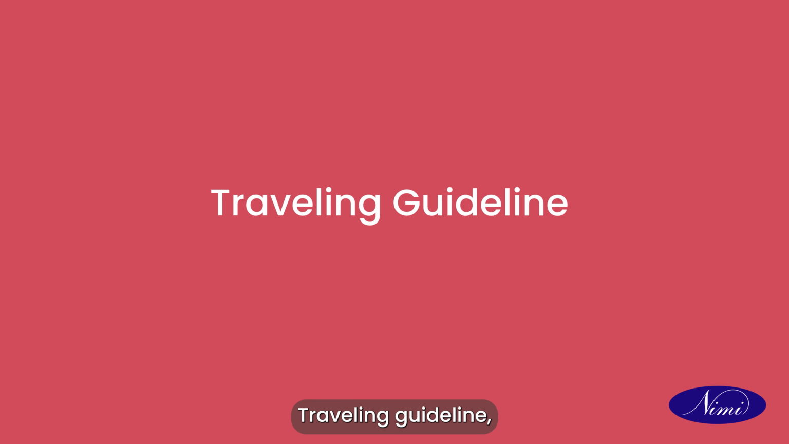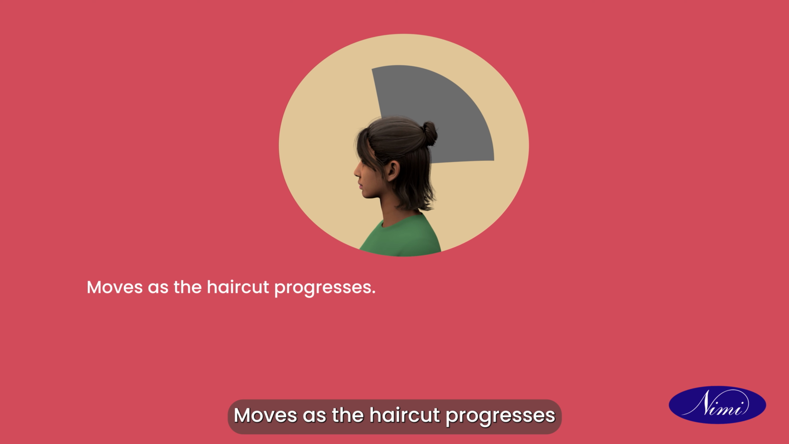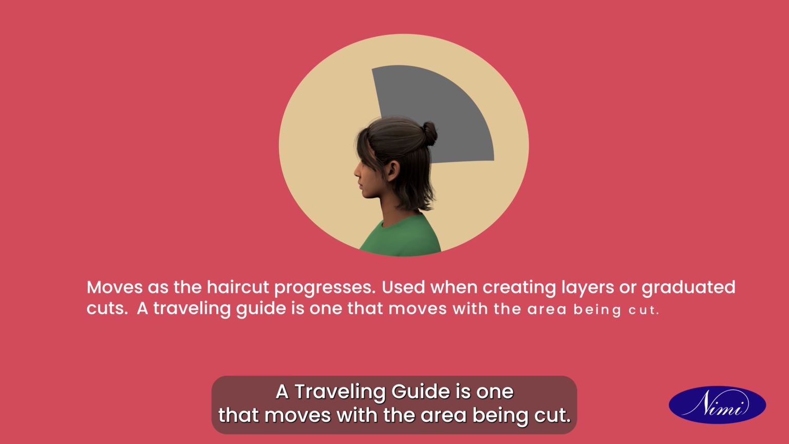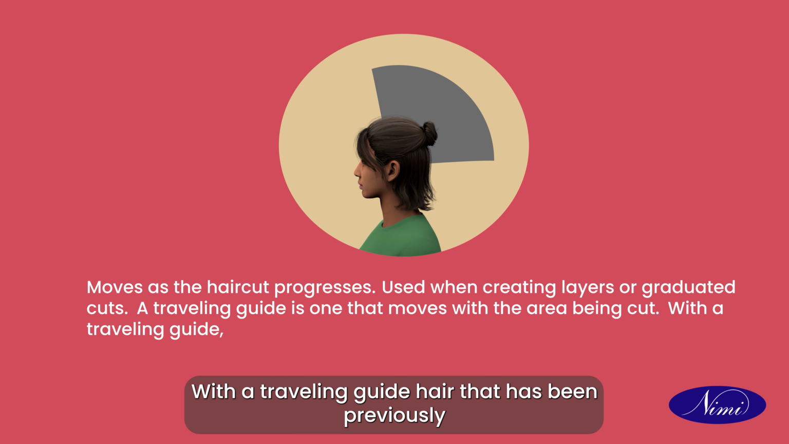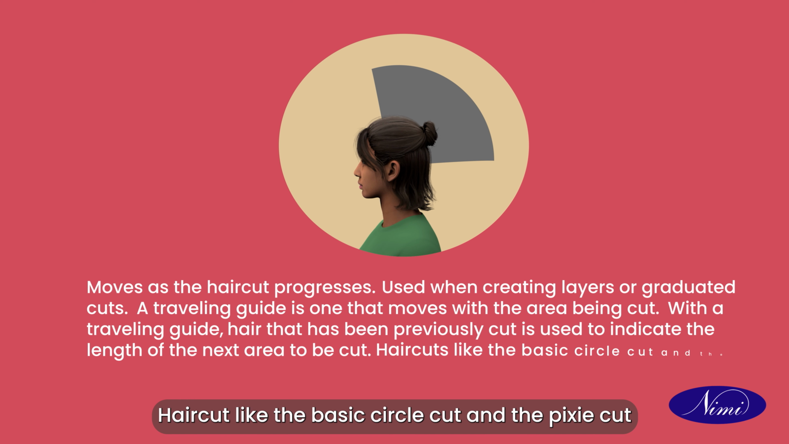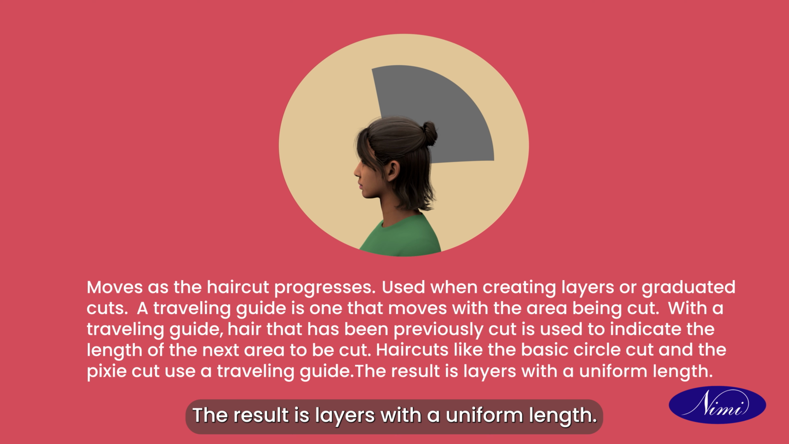Traveling guideline, also known as movable guideline, moves as the haircut progresses. Used when creating layers or graduated cuts. A traveling guide is one that moves with the area being cut. With a traveling guide, hair that has been previously cut is used to indicate the length of the next area to be cut. Haircuts like the basic circle cut and the pixie cut use a traveling guide. The result is layers with a uniform length.